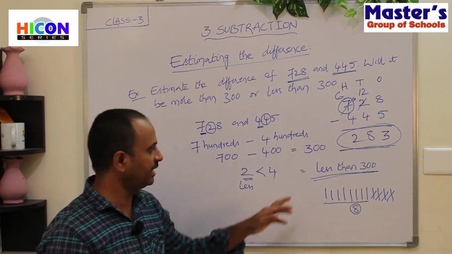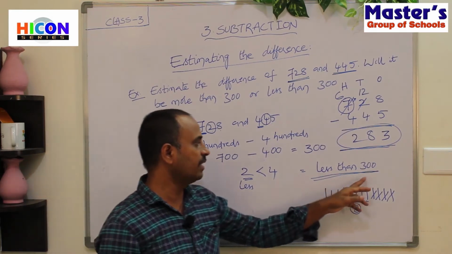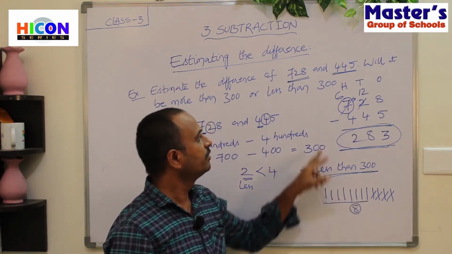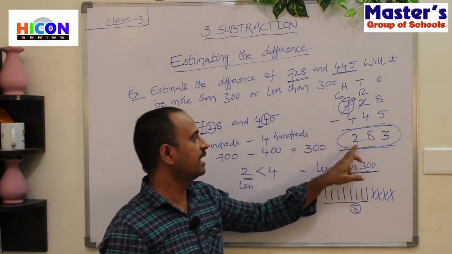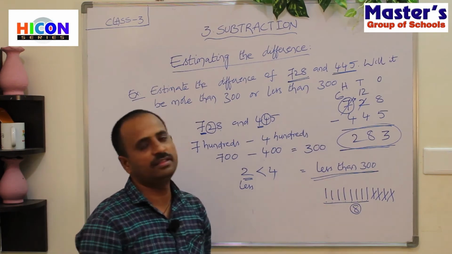So we can check the estimation. We can check our estimation. So now we have estimated that the difference is less than 300 and we are doing the actual subtraction. The actual subtraction, the difference is 283. That is less than 300.